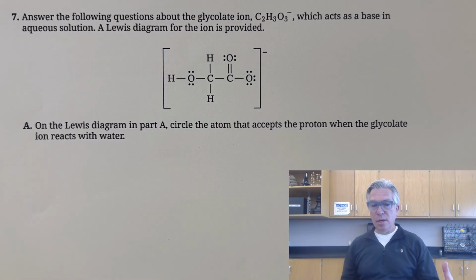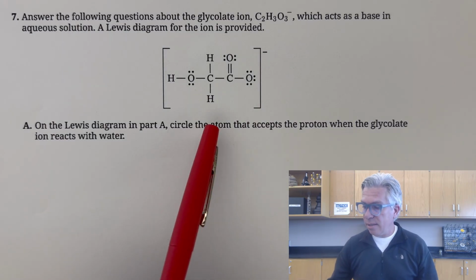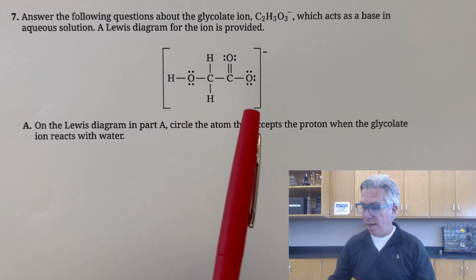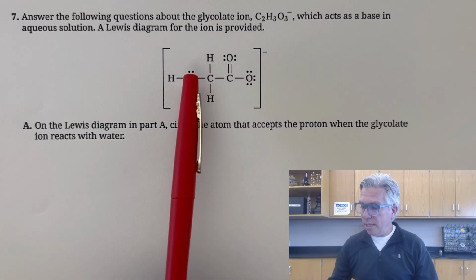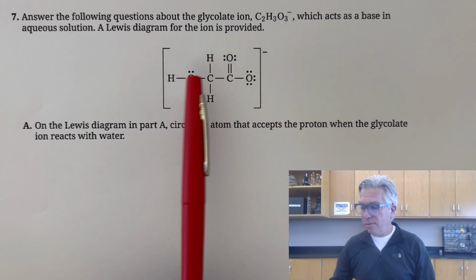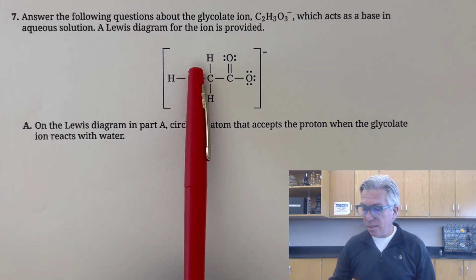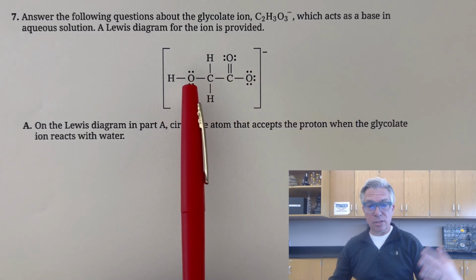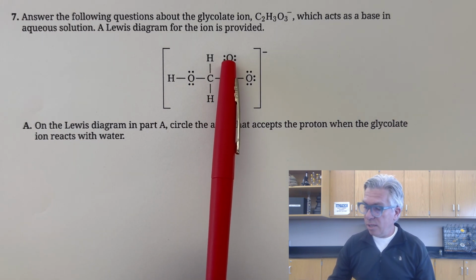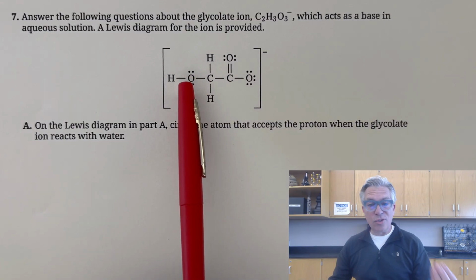Okay, so we need to circle one of the atoms, and we have to think about the fact that, because this is acting like a base, it's going to accept a hydrogen atom from the water. Water is going to act like the acid. It's going to want to attach itself to the most negative part of this molecule. And I see a couple of candidate places. Like, for example, here I see some electron pairs. I know that hydrogens like to attach to electron pairs.